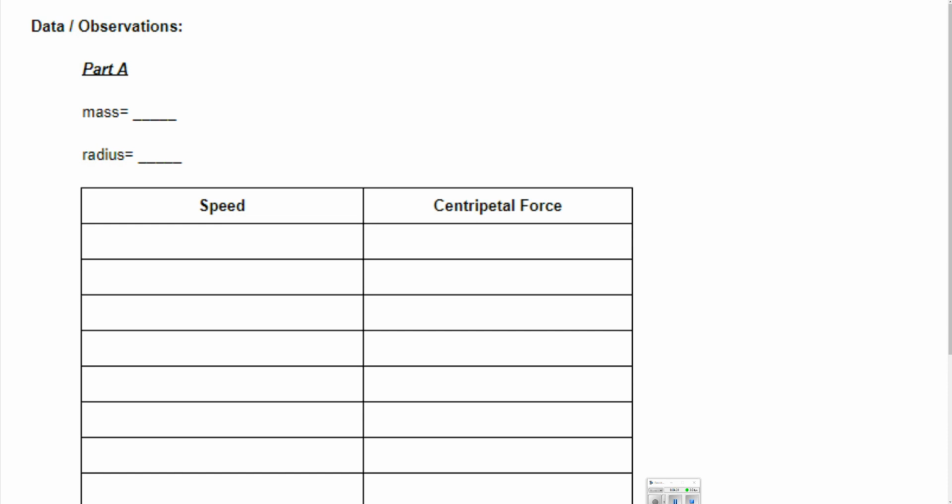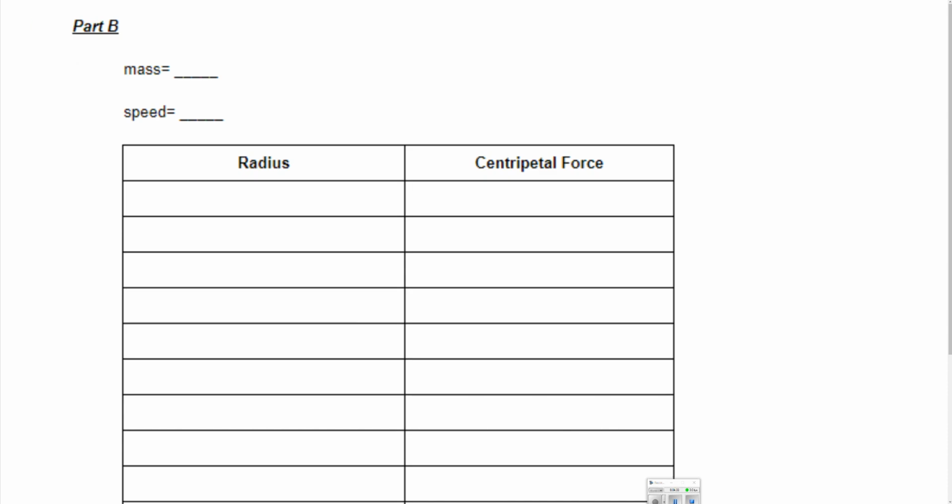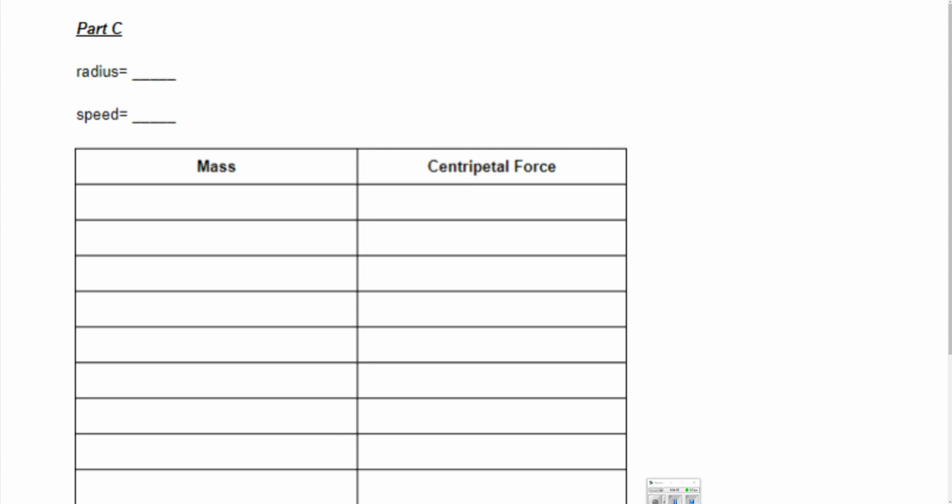That's your first little mini experiment. Part B, the second one, this time the mass and speed are going to stay the same, and you're going to change the radius from one trial to the next, at least 10 times, and see how the centripetal force responds. In the third mini experiment, part C, you're going to keep the radius and the speed the same, and change the mass and see how the centripetal force responds to that.